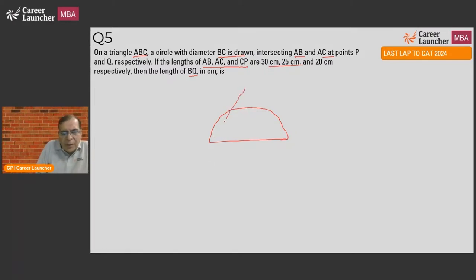So let me start the other side. So this is 1. Yes. So this is A, this is B, this is C. BC is drawn intersecting AB and AC at points P and Q. If the lengths AB is 30 centimeters, AC is 25 centimeters, and CP, okay, so let me join CP also. CP is 20 centimeters. What is the length of BQ?